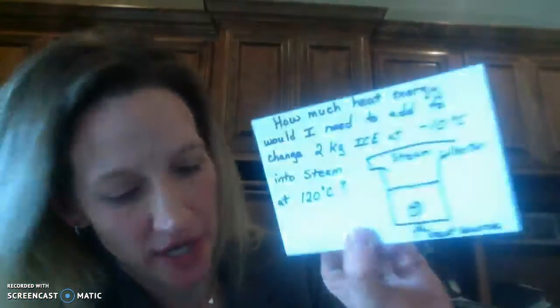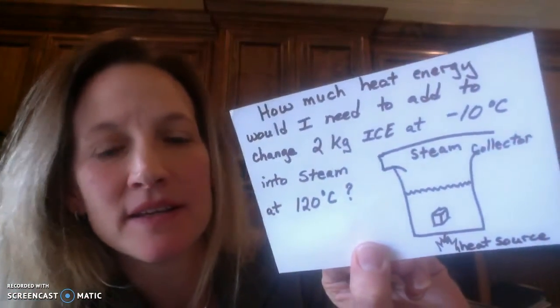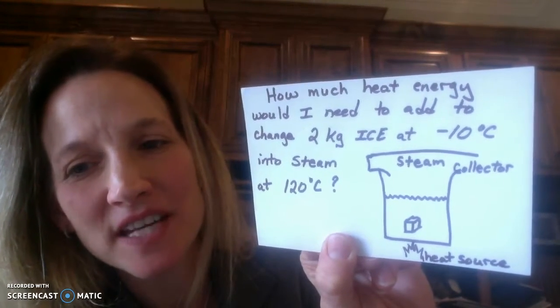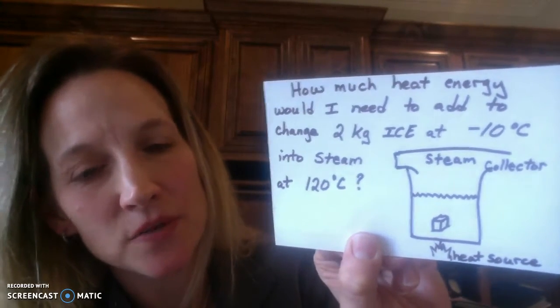So here's my question. I wrote it out for you, kind of old school way, flashcards. And again, just pretend this is my PowerPoint or screen through, okay? How much heat, energy, would I need to change 2 kilograms of ice at a negative 10 degrees Celsius into steam at 120 degrees Celsius?